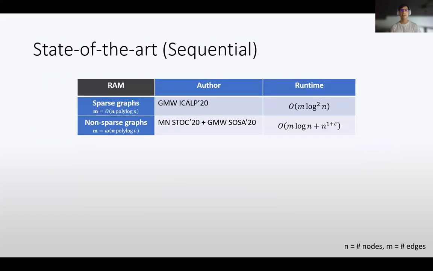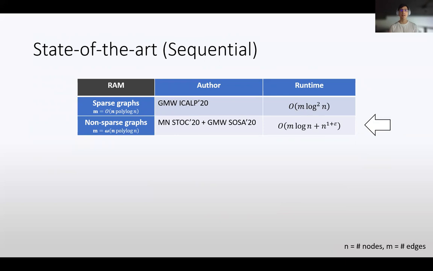Since then, there have been two important developments in sequential min-cut algorithms for weighted graphs. The first is an algorithm by Gawrychowski and others who managed to improve the runtime of Karger's near-linear time algorithm by a logarithmic factor, obtaining a time bound of m log squared n. The second development, which was obtained simultaneously, is an algorithm introduced by Mukhopadhyay and Nanongkai and then modified by Gawrychowski, who obtained a bound of m log n plus n to the 1 plus epsilon work for any epsilon larger than 0. It is important to highlight that this result dominates all previous results in the regime of non-sparse graphs, namely graphs of size at least n polylog n.